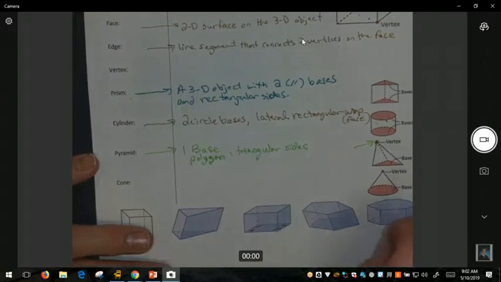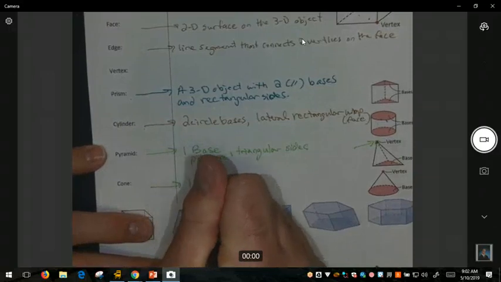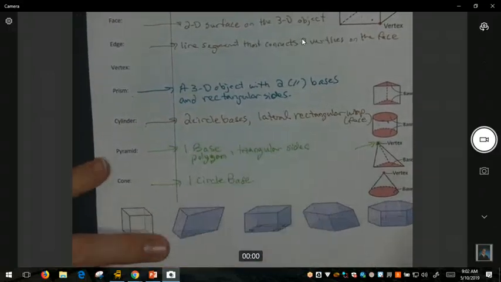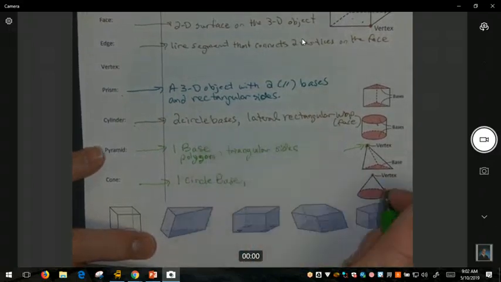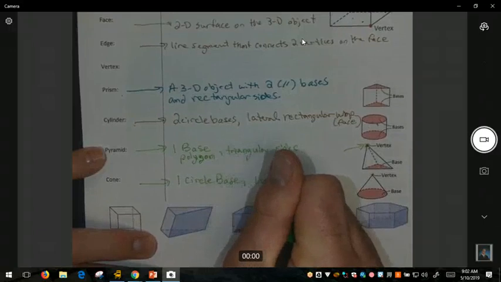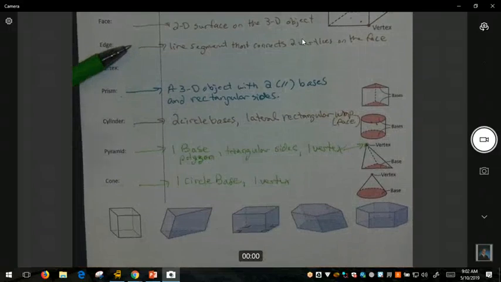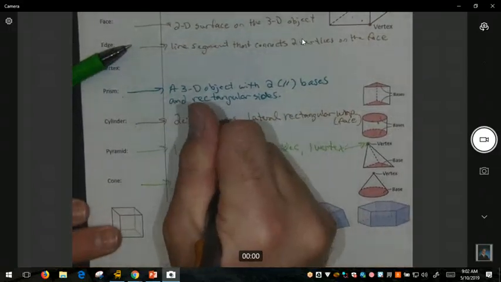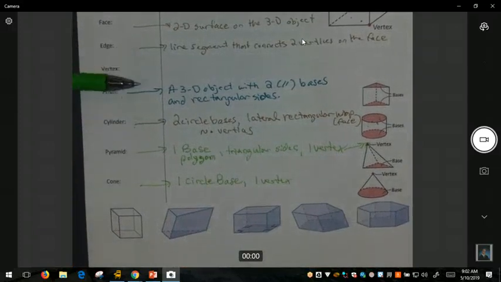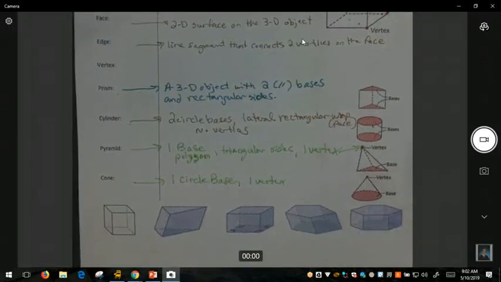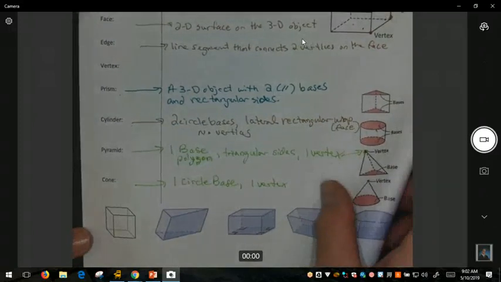And a cone is like the pyramid, except it has one circle base. There are no triangular sides, just a lateral wrap and one vertex. The cylinder has no vertices. The prism has many vertices. So on the problems below, we're going to name them according to whether they are prism, cylinder, pyramid, or cone, and the type of base they are.